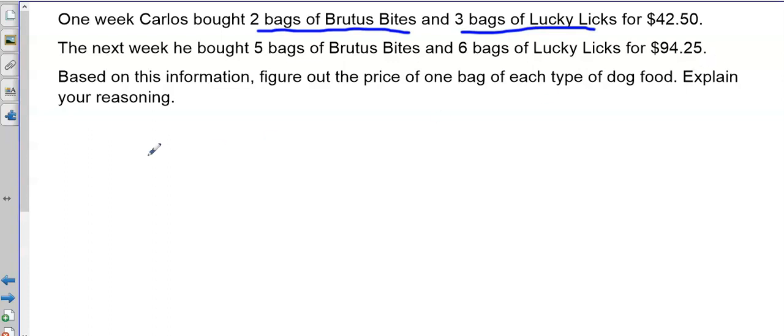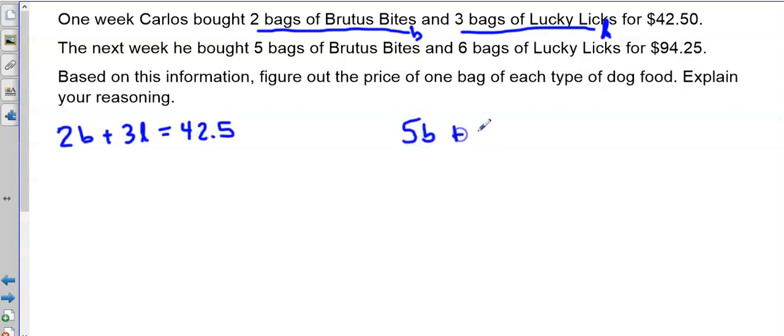So just like before, let's start off with writing a couple of equations. I'm going to use B to represent the cost of 1 bag of Brutus Bites and L to represent the cost of 1 bag of Lucky Licks. So 2B plus 3L equals $42.50. And then 5B plus 6L equals $94.25.